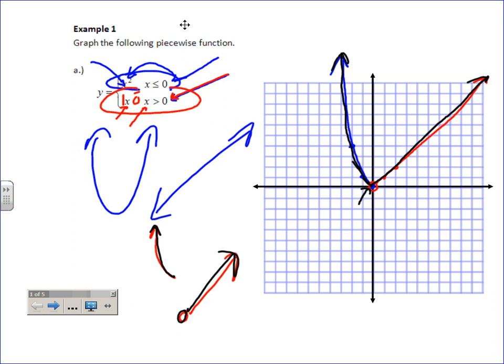Okay. But remember, I like to go for that number that they give me there, and I try and plot that first, either open or filled in, and go from that point, either right or left, whichever way I'm supposed to go. Question?